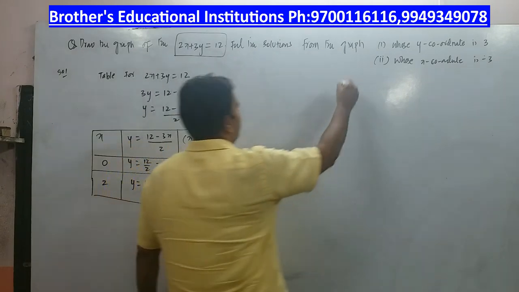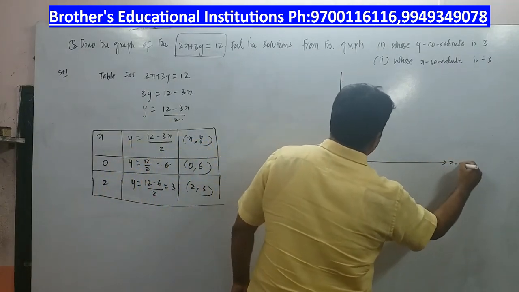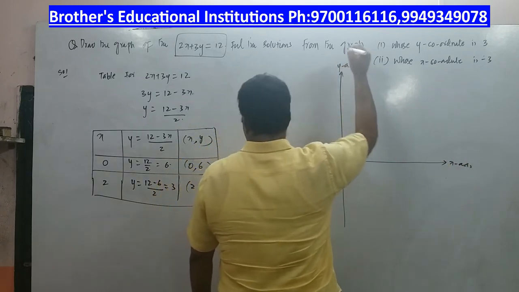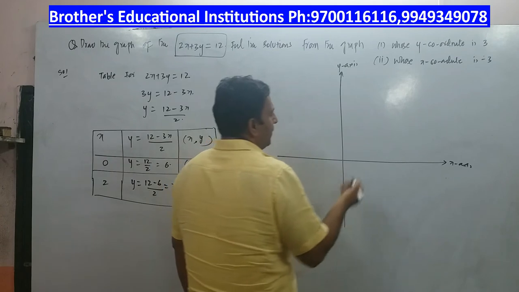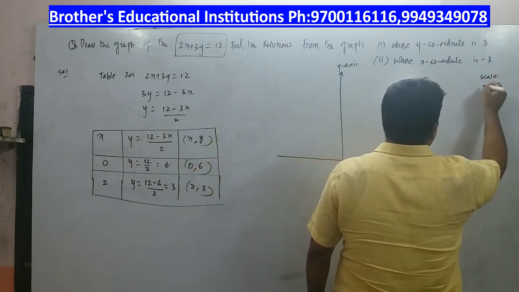Now what am I going to do? I am going to take this as the x-axis, the horizontal line of reference. This is the y-axis, the vertical line of reference. And to make things simple, I will write the scale. Make sure that you always write the scale.